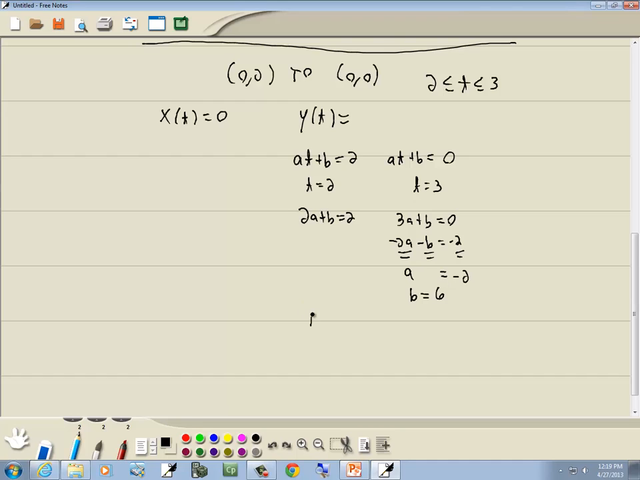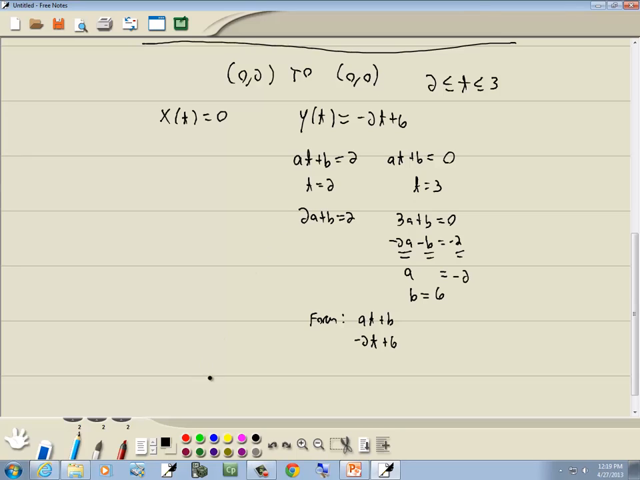So our form is at plus b, and we just said a was negative 2, so we got negative 2t plus 6. Very easy to check. Put 2 in. We got negative 2 times 2 is negative 4 plus 6 is 2. That gives us our beginning y value. If I put 3 in, negative 2 times 3 is negative 6 plus 6 gives us our ending y value.